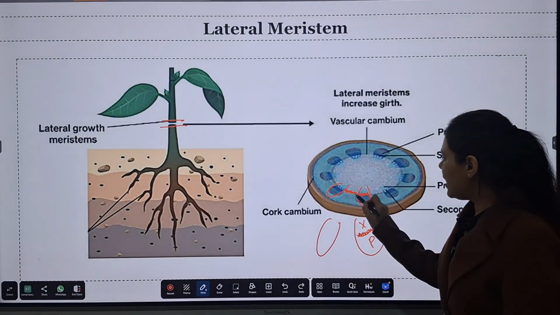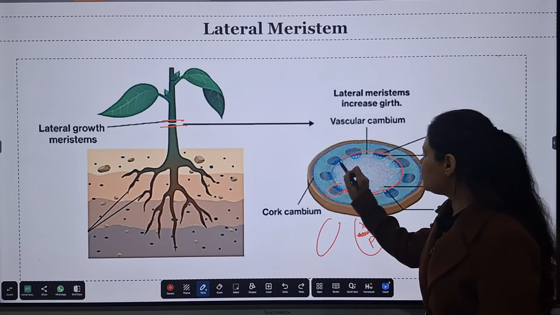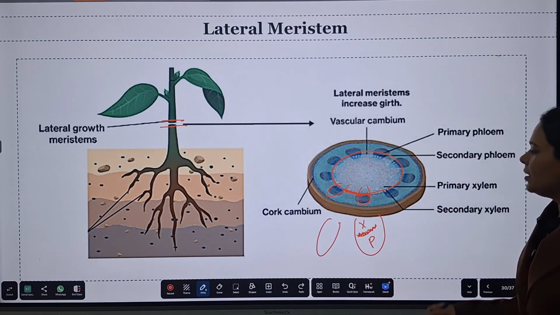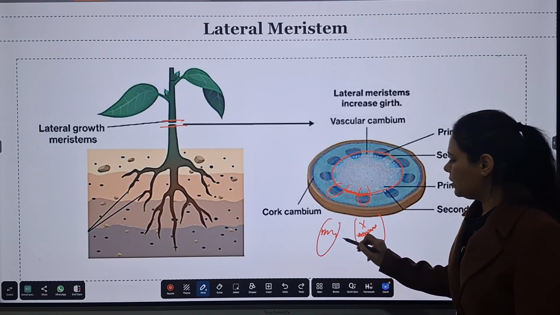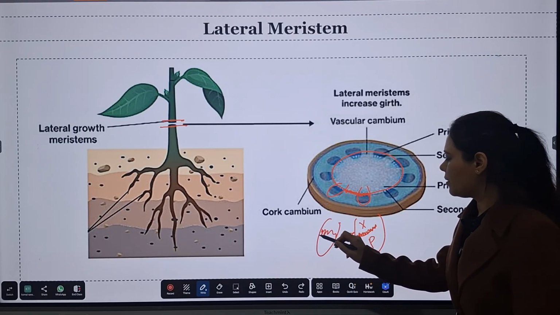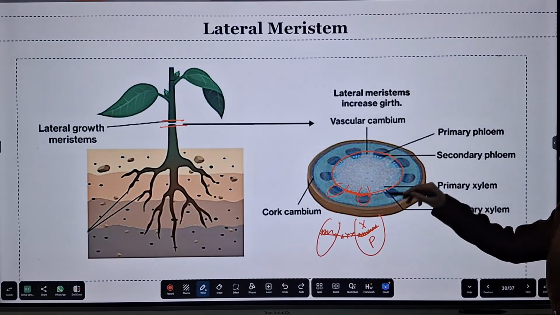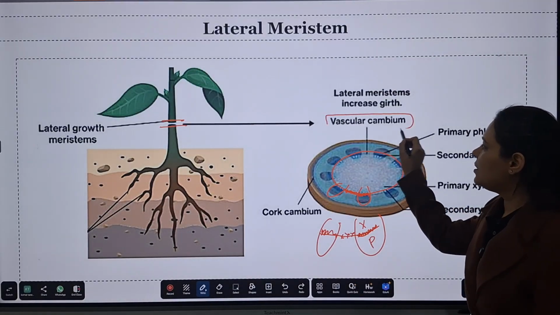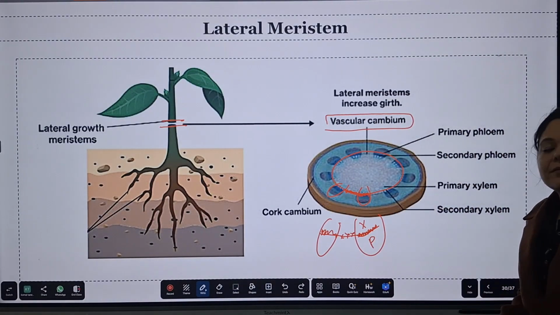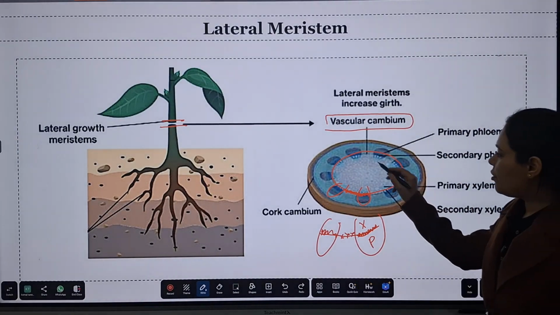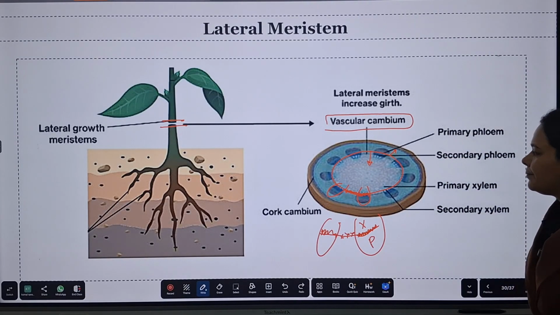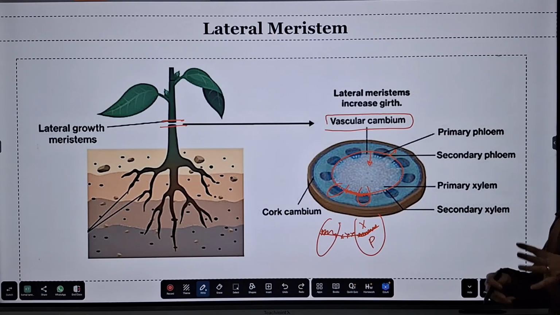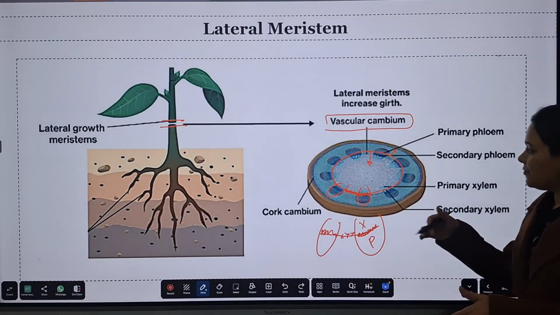So it forms a kind of ring, all the meristematic tissue between the vascular bundle and inside the vascular bundle here. It forms a ring, and we call this ring vascular cambium. This is one type of lateral meristem. It is capable of cutting off cells inside as well as outside. This vascular cambium can cut off cells inside as well as outside.